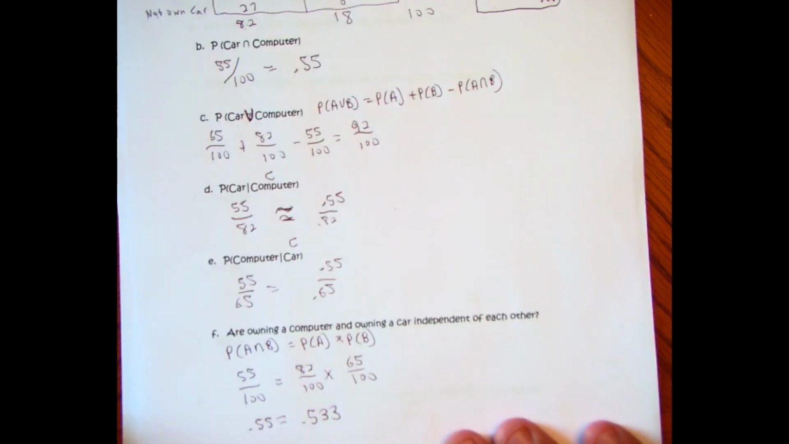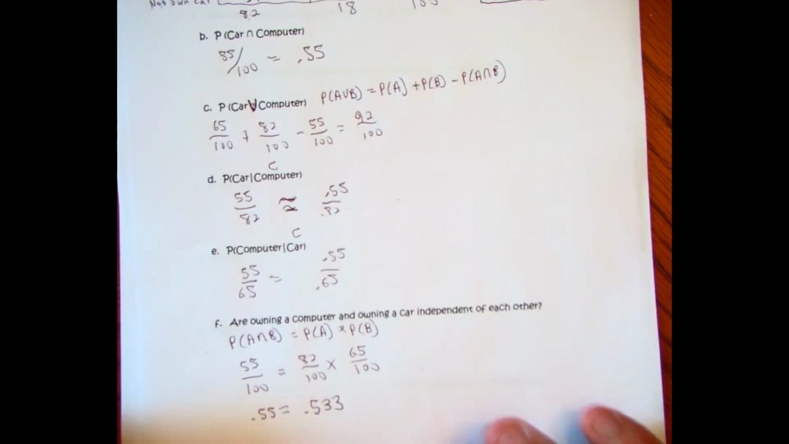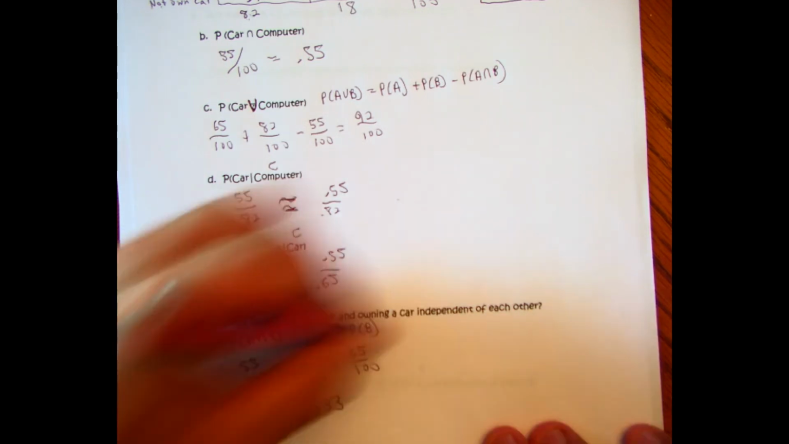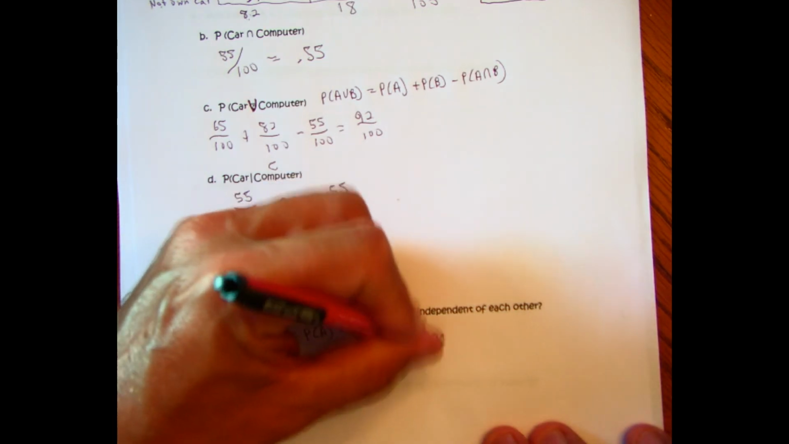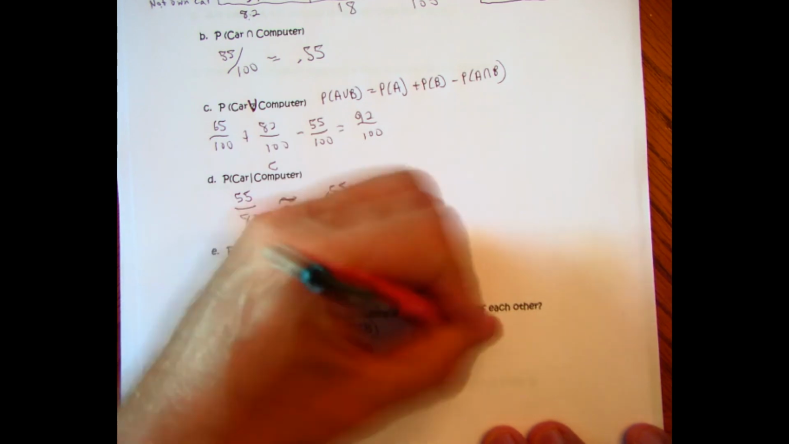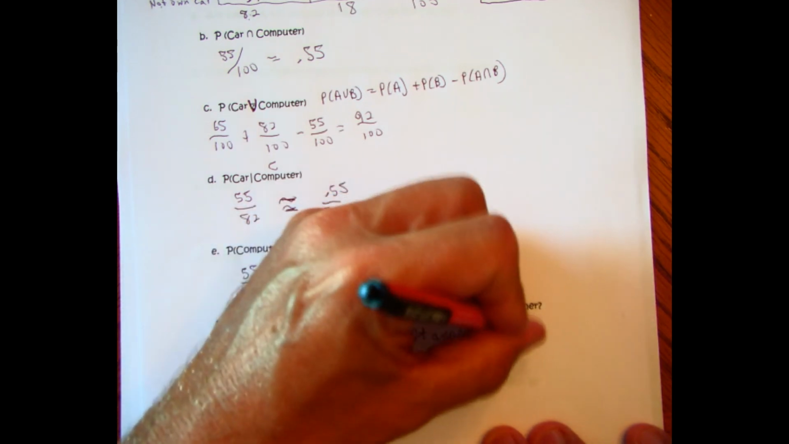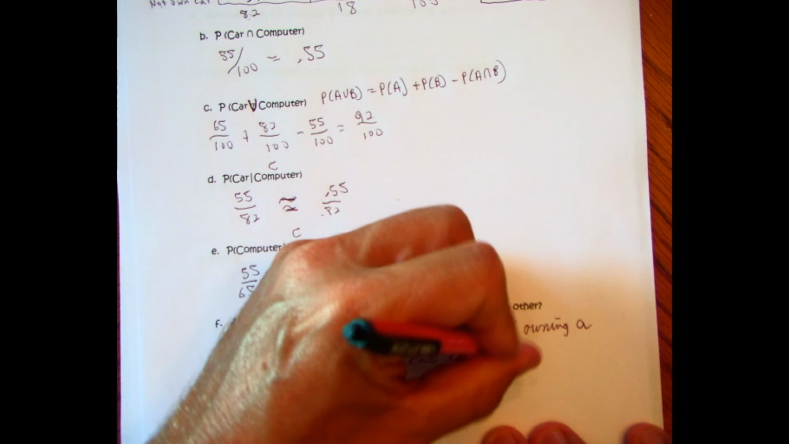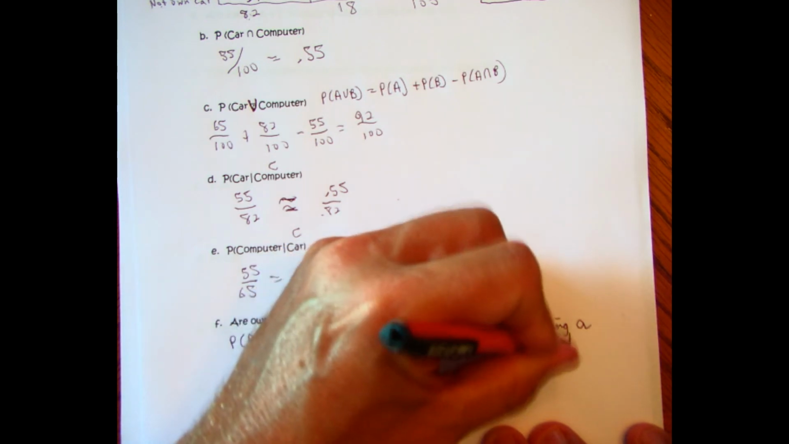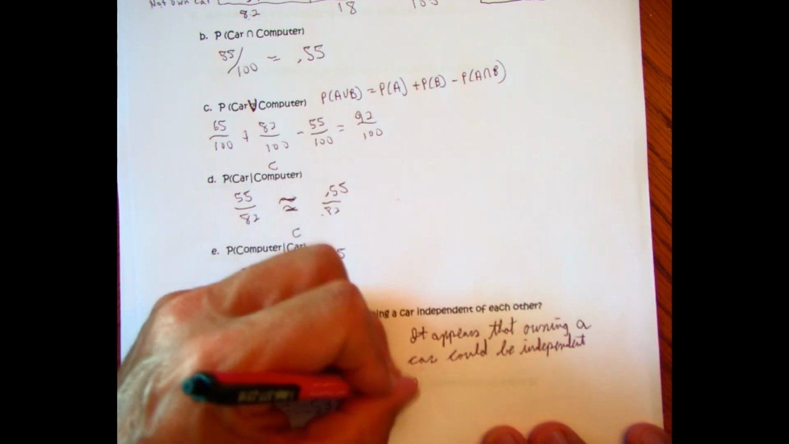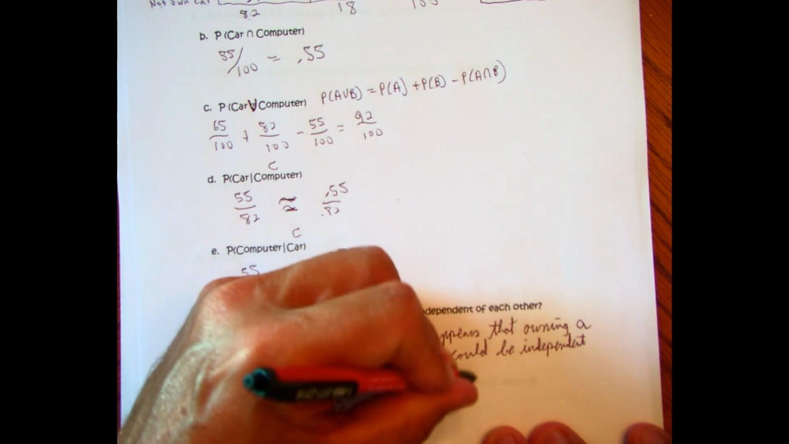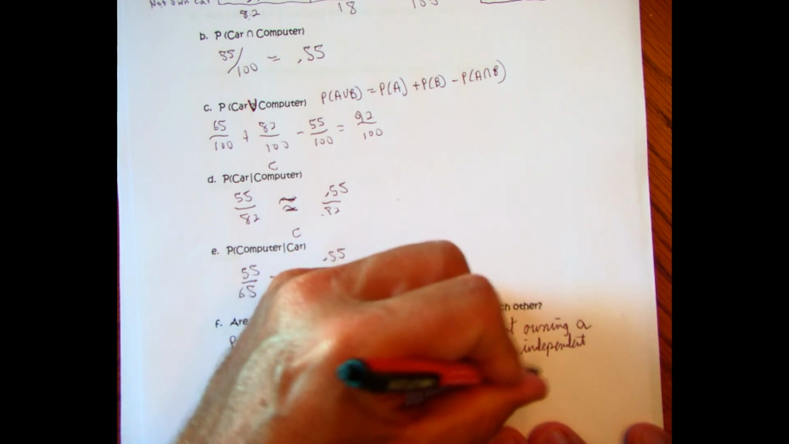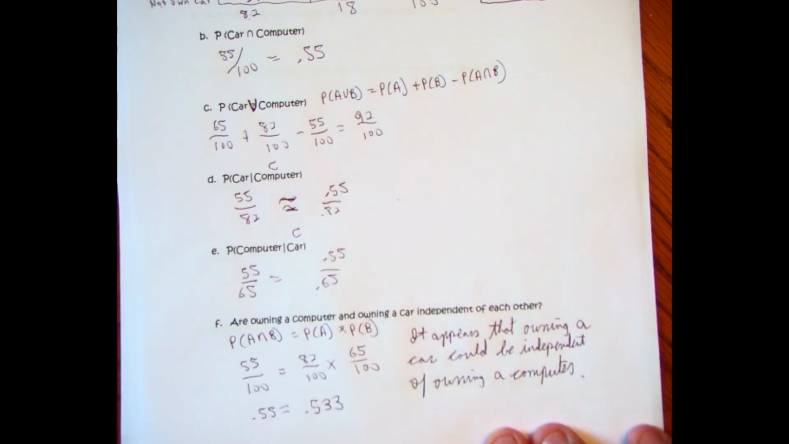So, again, I'm going to write kind of a soft statement. Okay, they're not exactly equal, but they're pretty close. So I'm going to say it appears that owning a car could be independent of owning a computer.